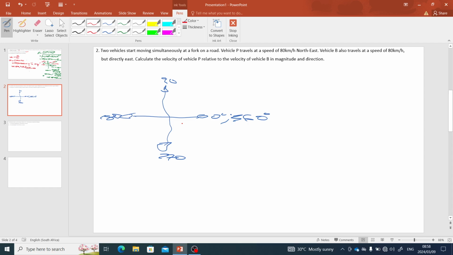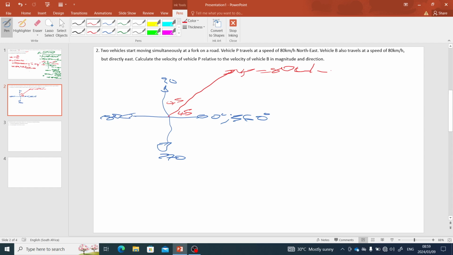Two vehicles start moving simultaneously at the fork on the road. Vehicle P travels at the speed of 80 kilometers per hour northeast. Vehicle P, this is where it's going. Vehicle P, it's going northeast. We said that our quads are made up of what? Are made up of 90. Now northeast, it will be what? It will be 45 degrees. That means this is 45, 45. VP at what speed? 80 kilometers per hour. Right.